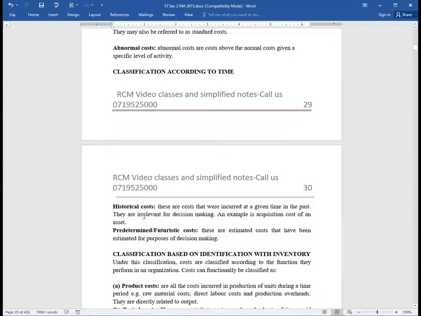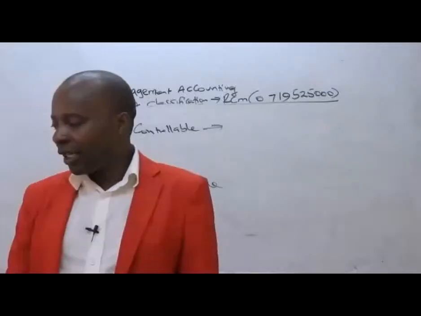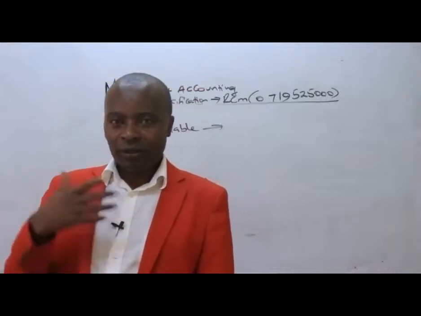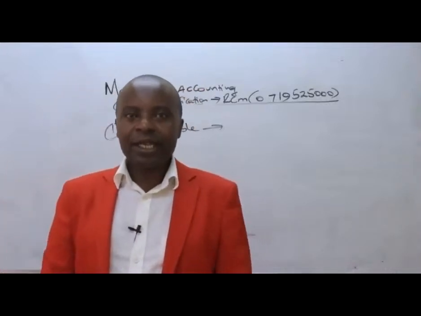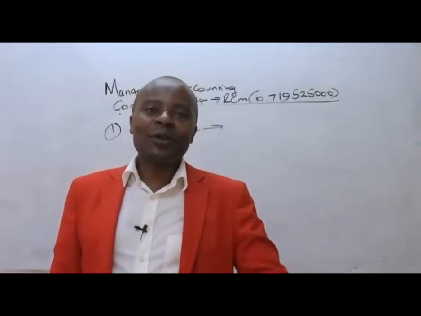We have historical costs, those costs that have already been incurred. We call them sunk costs. So for instance, when you are acquiring premises, you paid some deposit. That deposit was a long time ago, sunk into the landlord's account. Ladies and gentlemen, if you procured, for example, a van for ferrying children from their homes to school, the cost of that van is a historical cost.